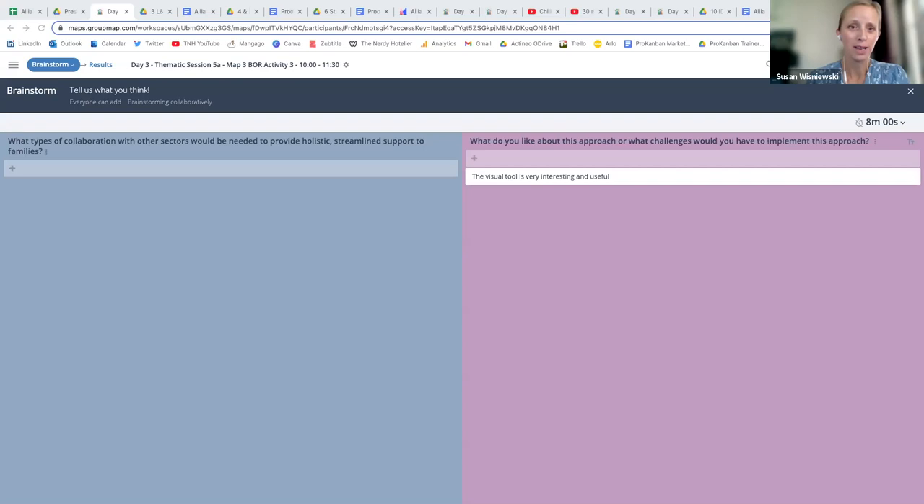So again, at the end of the session, we have a quick group map, our last one, with two more questions. If you want to go ahead and click on that and give your responses, and I know Maureen would love to have your feedback. So the two questions are, what types of collaboration with other sectors would be needed to provide more holistic support to families? And then second, what do you like about this approach, or what challenges would you have to implement this approach in your context?